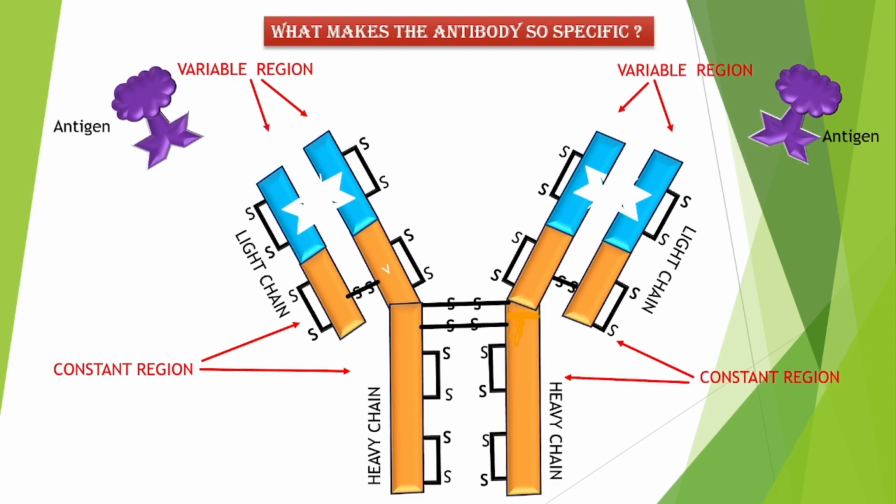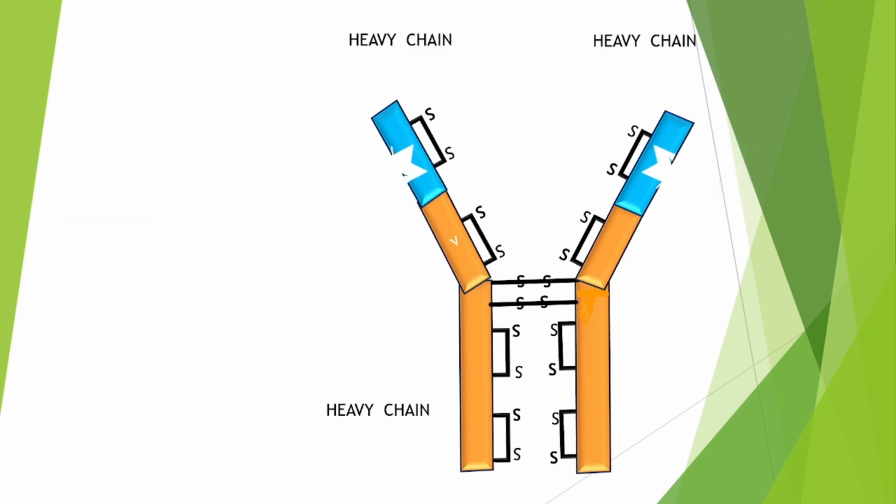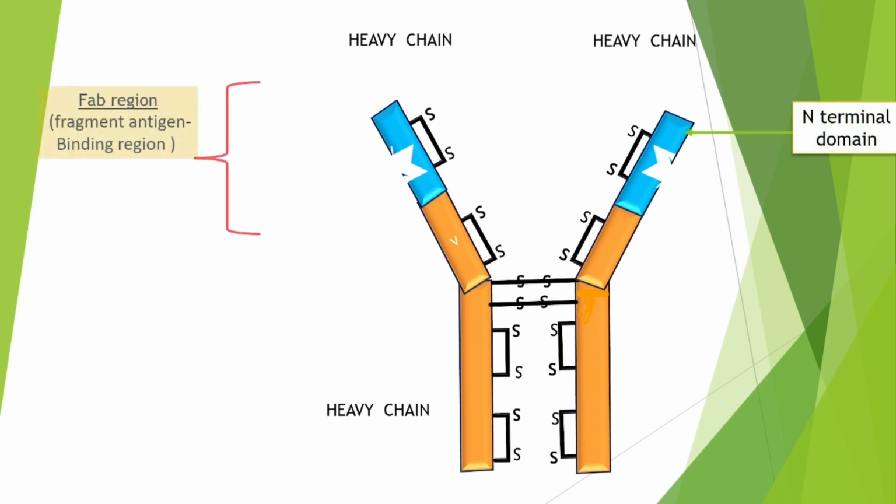Now the question arises, what makes these antibodies so specific for their antigens? Actually, the variable region is responsible for making it specific. This variable region contains a unique sequence of amino acids that forms the antigen binding site which recognizes and binds to the specific antigens. Now the N-terminus domains of the heavy chains are called Fab region, that is fragment antigen binding region, and it binds to the specific antigens.